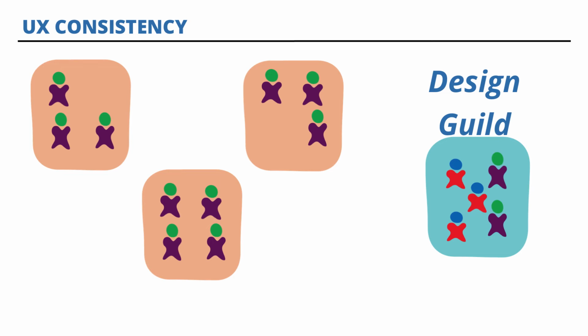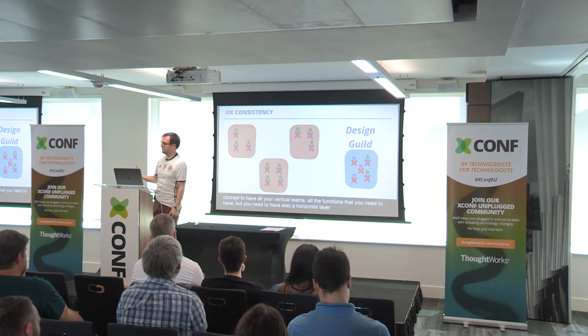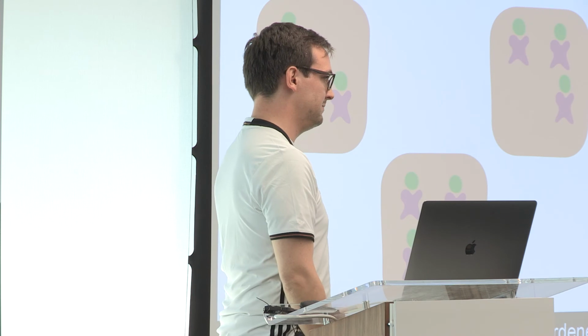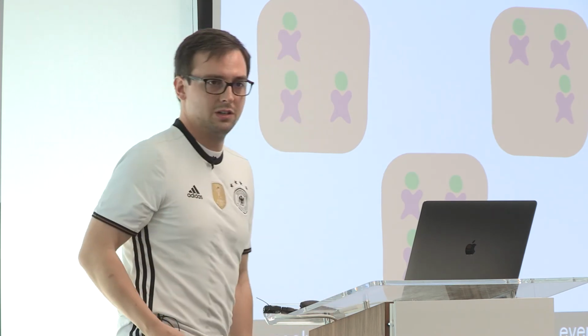So all this Spotify concept, okay, to have all your vertical teams, all the functions that you need to have, but you need to have also a horizontal layer. Bring those people with the same background together, and let them talk and let them agree on things. Do it as early as possible, so that an agreement on is it autosave or save here? We haven't built anything yet, so that's quite an easy agreement.